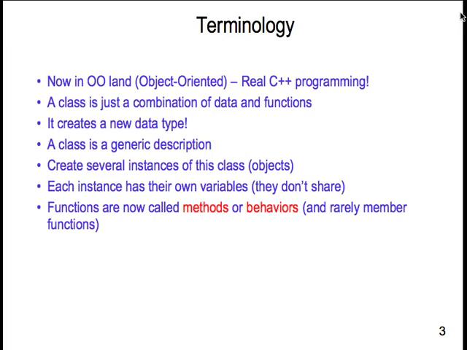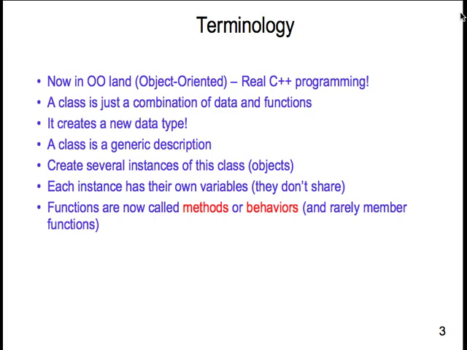If you're familiar with Java, it's very similar in concept, except that we don't have to create a class in C++. We have to create one in Java. So in terms of the terminology, now we're in object-oriented land, because until you create a class, you're really not working with object orientation. So in object orientation, real C++ programs create classes and they use them.